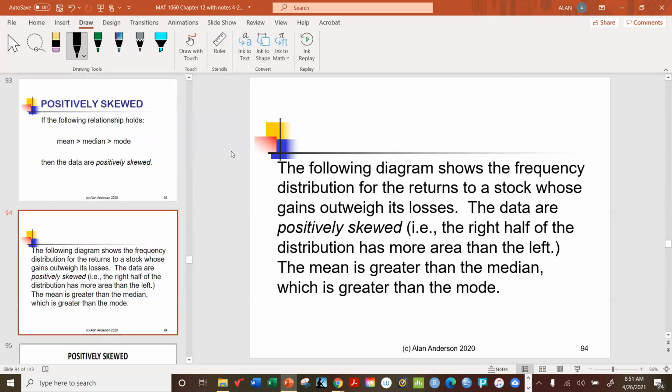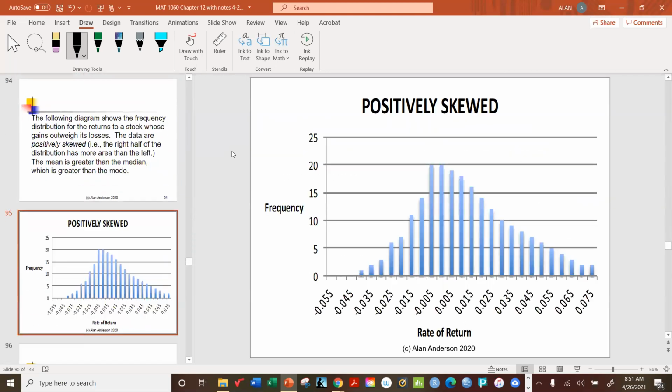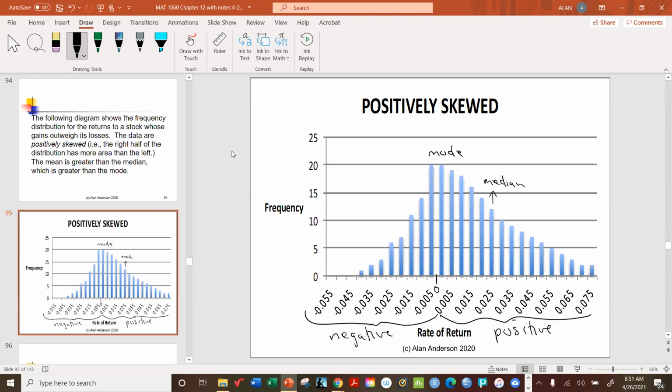All right, what does it look like? Oh yeah, here we go. So now here's a happy investor. This is 0. These are positive returns. And these are negatives. So you can see there's more positive than negatives. So let's say the mode is here. The median could be, let's say, here. And the mean could be down here somewhere.